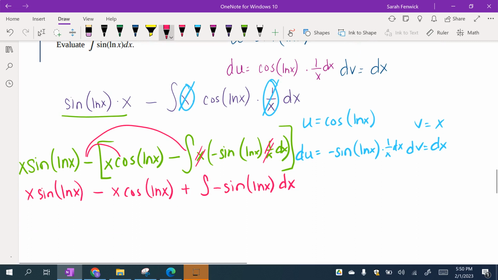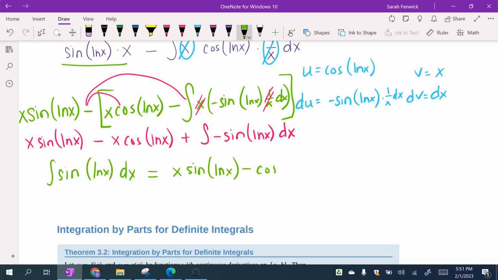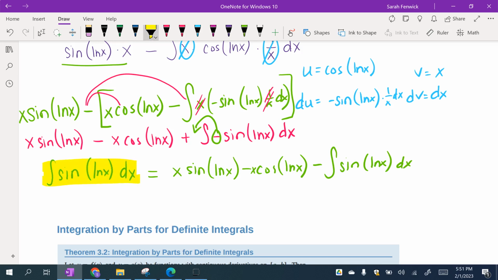Well, we are going to rewrite our problem as the integral of sine ln x dx equals x sine ln x minus x cosine ln x minus, because of this coming out, the integral of sine ln x dx. So you should notice that my original has come back here in the end.